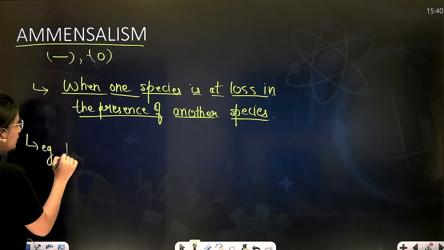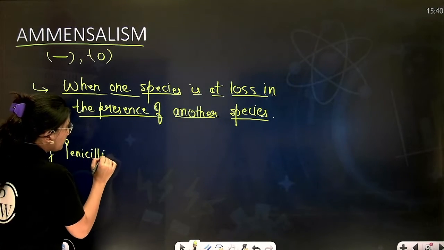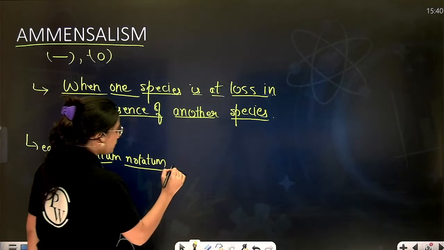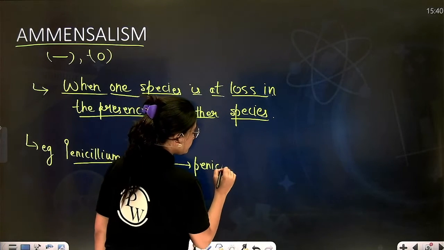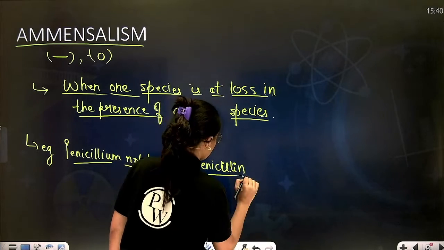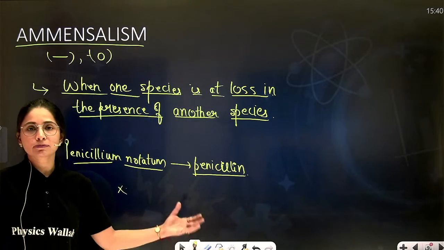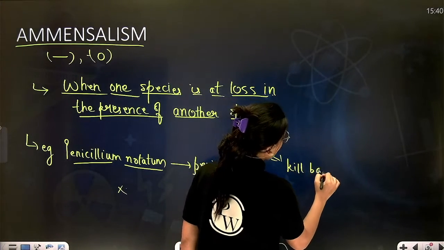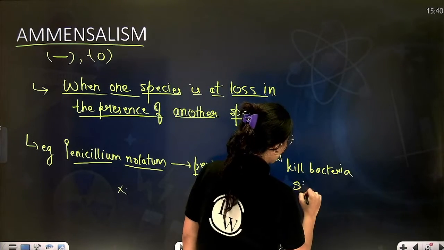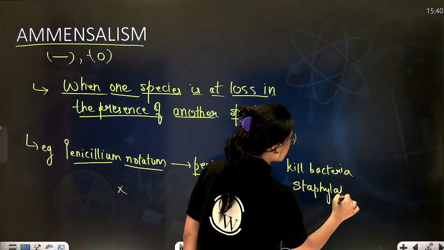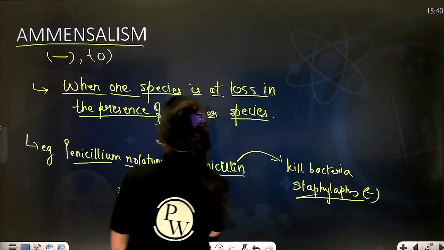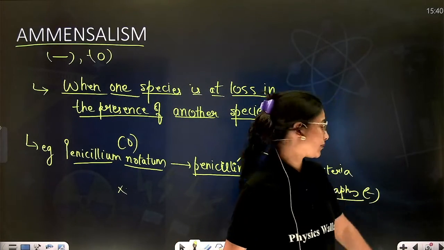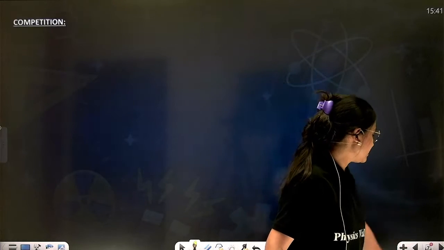Second, for example, Penicillium notatum. What is it doing? It is producing a chemical called penicillin, which is going to kill the bacteria Staphylococcus. So now this bacteria is at loss and Penicillium notatum is neutral. It doesn't even know. So this is amensalism kind of interaction. Simply you have to do only this much.